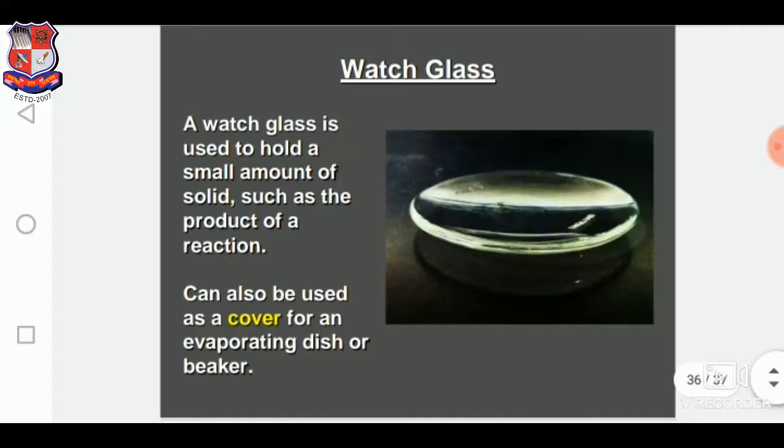Watch glass. A watch glass is used to hold a small amount of solid, such as the product of a reaction. It can also be used as a cover for an evaporating dish or beaker.